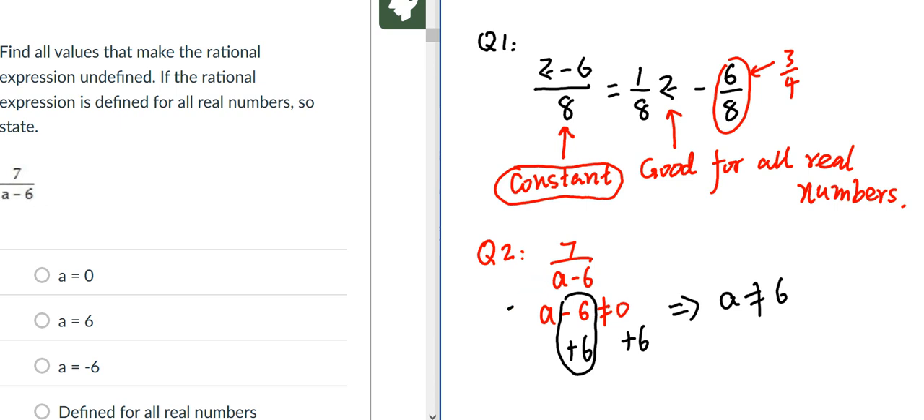If you plug in 6 here, 6 minus 6 is 0. Okay, so that's the reason. So here the answer is a equals 6. At this point, the rational expression is not defined. So is the second one. All right.